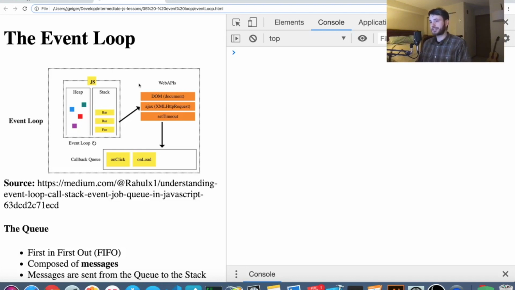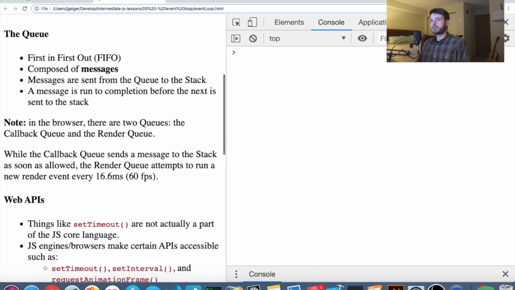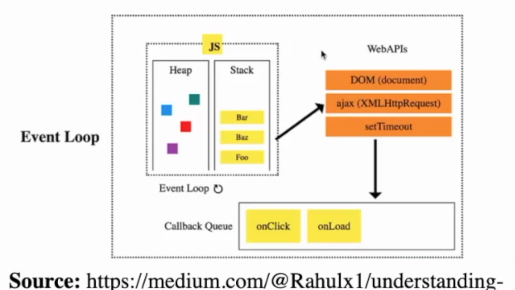You can probably already understand why it's called the event loop. So what are they? The queue is similar to the stack, only it's first in, first out. Instead of frames, we have messages, and messages are sent from the queue to the stack. A message is run to completion before the next is sent to the stack. So if we look up here, an on-click element would have been set by a web API. In this case, it's pertaining to the DOM, or the document object model. And when that was clicked, the web API is what would have sent that event to the queue. Now, seeing as onClick was sent to the queue before onload, as soon as the stack is run to completion, this onClick will be set onto the stack.